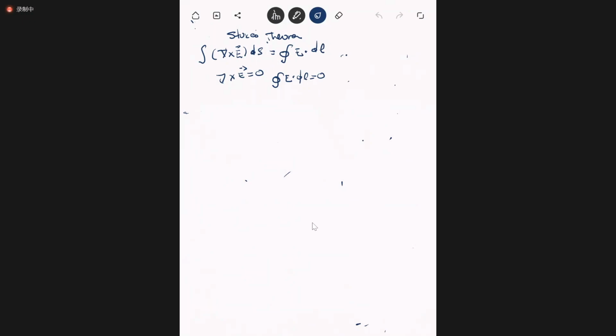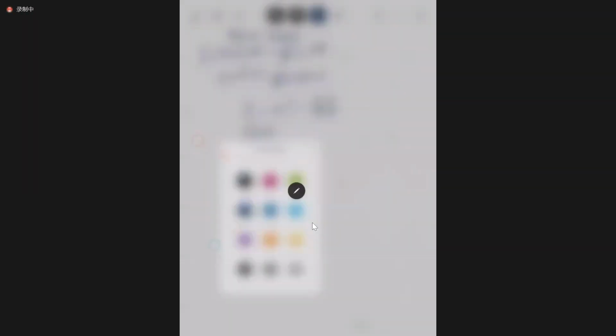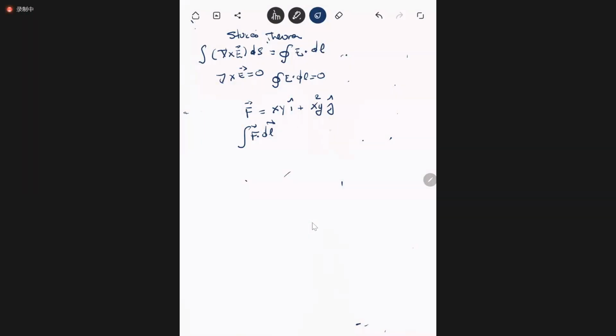Now, if I have an expression for a field, F equals, I don't know, xy i plus x squared y j, and someone asks me how do I find this line integral, if I go from this point here, which is 0, 0, 0, to this point over here, which is 2, 0, 0.